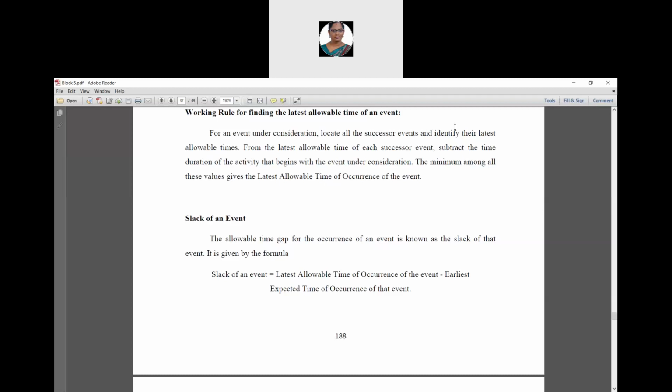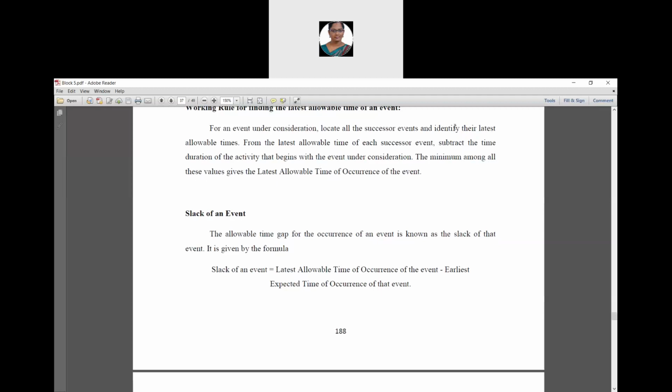Okay. Next thing is slack of an event. The allowable time gap for the occurrences of an event is known as slack of that event. Allowable time gap for the occurrences of the event is called slack of the event. It is calculated by using the formula: difference between the latest allowable time of an event and the earliest expected time of occurrences of that event.